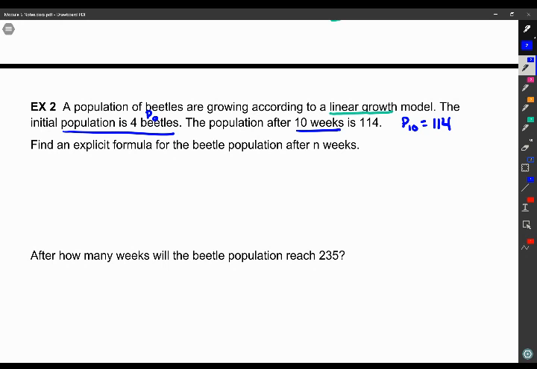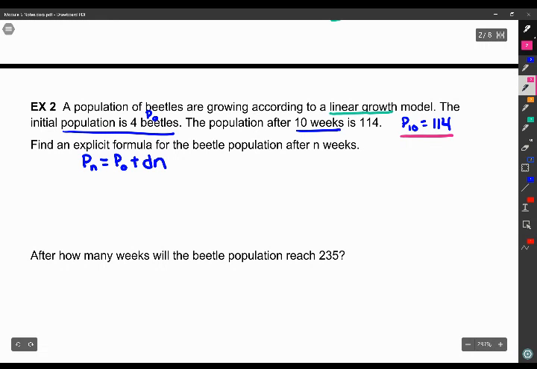it into my equation. So remember, my equation is P sub n is equal to P sub 0 plus the rate of change times n. And we don't know the d, we're looking for that part. But we can plug in the other pieces. The 10 is my n, and this is my amount, the P sub n.